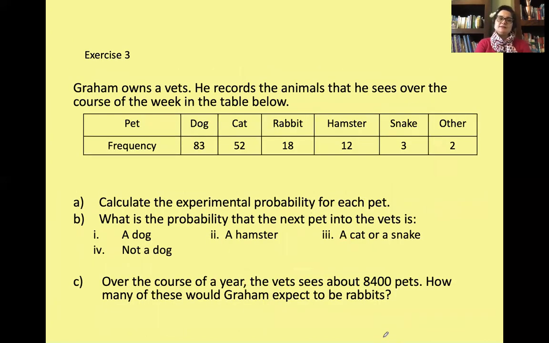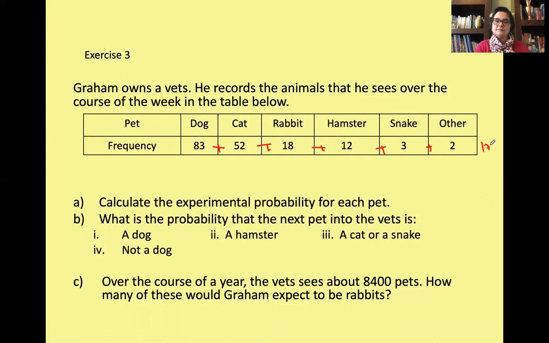Now, exercise 3. It is pretty similar to the exercise we just had. Graham owns a vet. He records the animals that he sees over the course of the week in this table below. Calculate the experimental probability for each pet. We don't know what the total frequency was, and the problem doesn't show it. So in this case, we have to find it out, and that is by adding all the frequencies for each pet together.